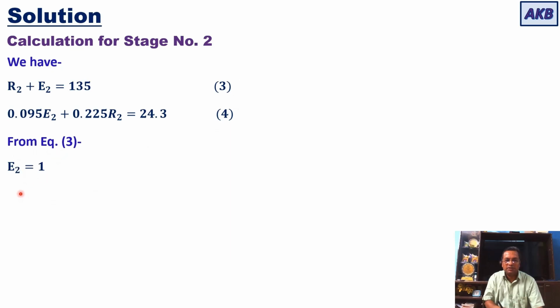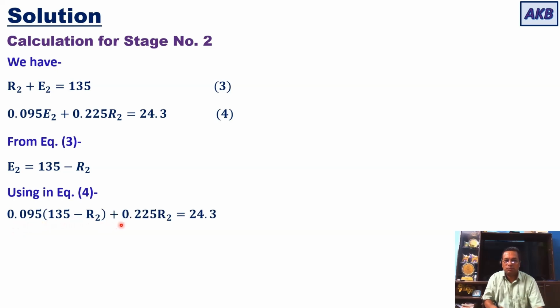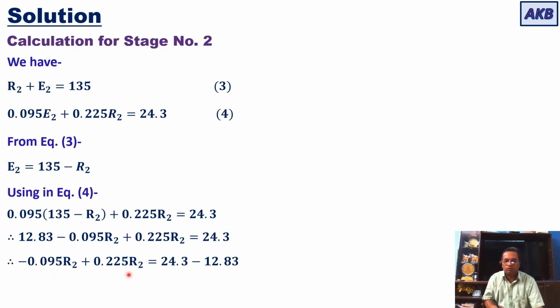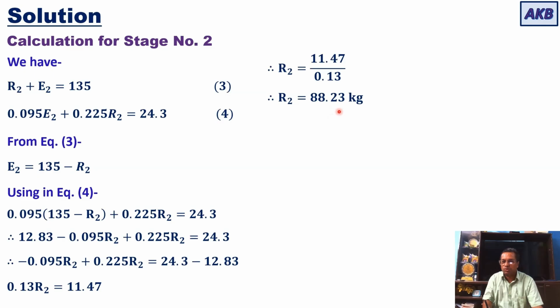From equation number 3, E2 is 135 minus R2, and I'm going to use it in equation number 4. So if I use it, it will be 0.095 into 135 minus R2 plus 0.225 into R2 is equal to 24.3. That is 12.83 minus 0.095 R2 plus 0.225 R2 is equal to 24.3. That is 0.13 R2 is equal to 24.3 minus 12.83, that is 0.13 R2 is equal to 11.47. That is R2 is equal to 11.47 divided by 0.13. That gives me R2 as 88.23 kg.